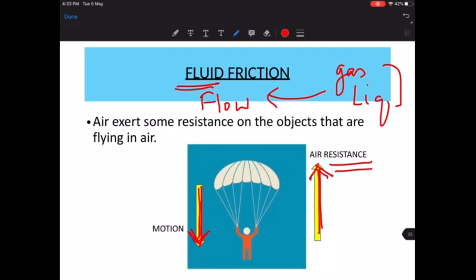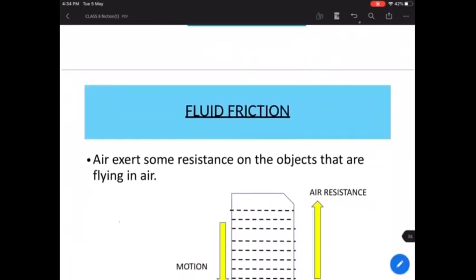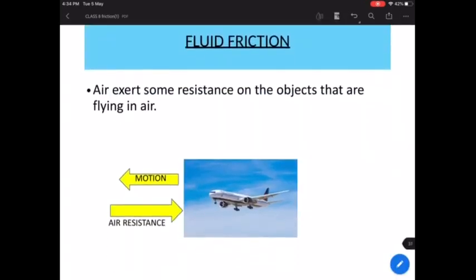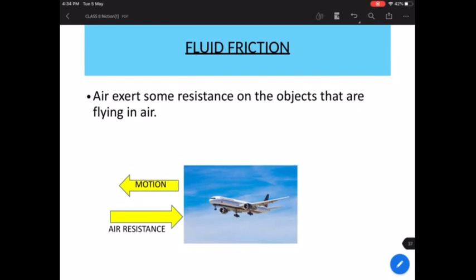If the motion is downwards, the air is obstructing the motion. So in this case, it is air resistance, also called fluid friction. Fine. Now, let's skip. In which situations do we find air friction playing a role?